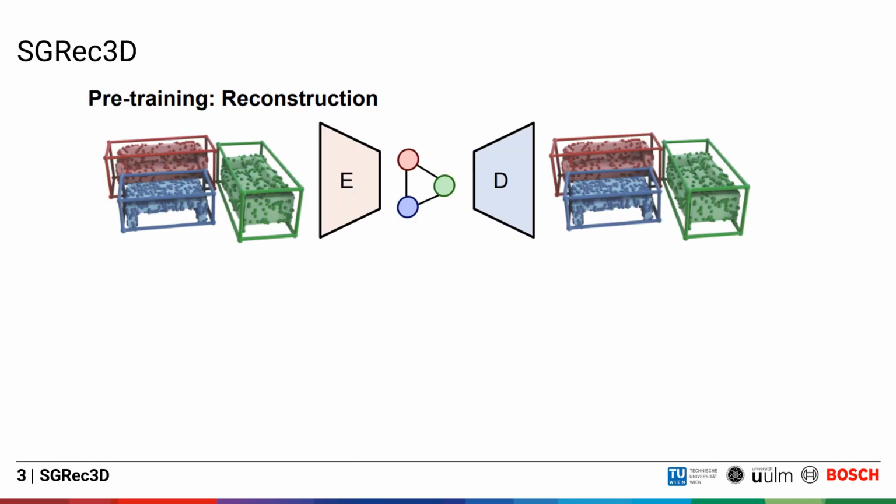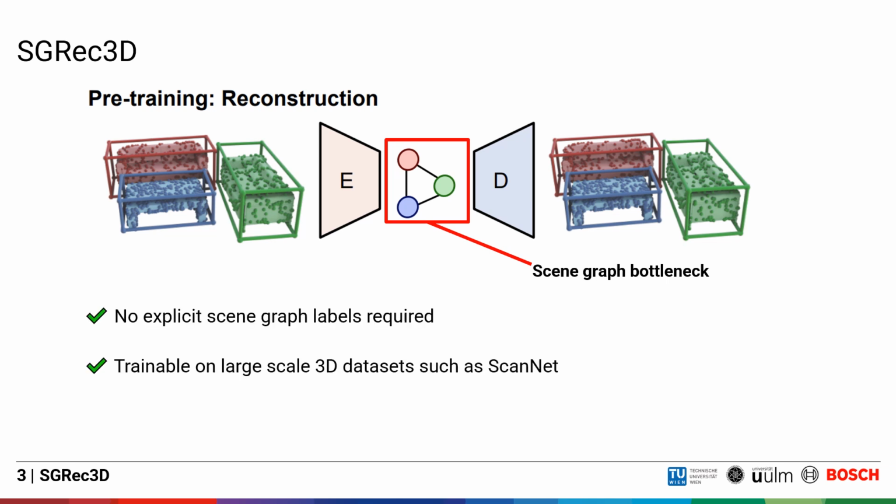To this end, we propose SGRec3D, a self-supervised pre-training approach using a 3D scene reconstruction task. We propose a novel scene graph encoder-decoder based approach with a novel scene graph bottleneck. Using this approach, we are able to pre-train a latent graph representation that can be used for 3D scene graph prediction. This approach introduces two major advantages for 3D scene graph learning.